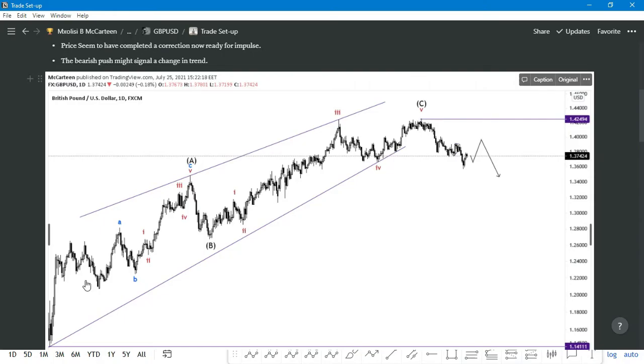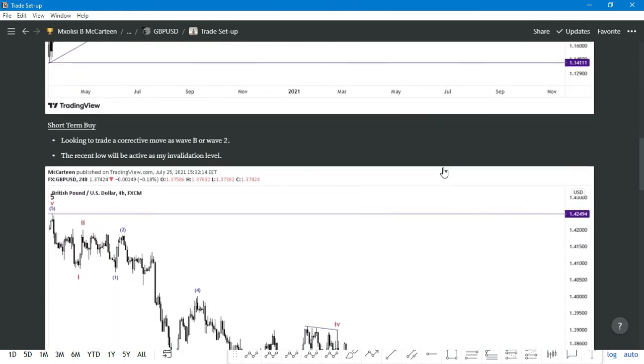GBPUSD on the daily time frame, checking on the bigger picture, it seems like price completed an ABC move, showing the change in trend from uptrend to downtrend. Price fell quite heavily, which we assume is impulsive. It can be wave 1 or wave A, expecting wave 2 or wave B, and then wave C to take price lower.